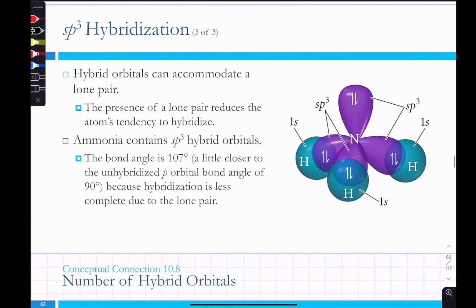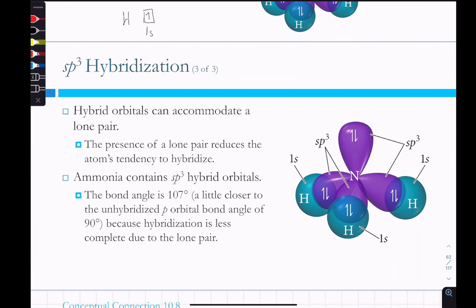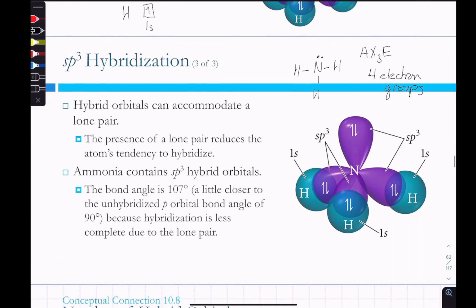Our hybrid orbitals can accommodate a lone pair. So because we have those 4, that's why we bond 4 electrons. This one is still sp3, because if we were to do the Lewis structure for NH3, we have a lone pair. So we have AX3E, that's 4 electron groups. So we're going to get 4 hybrid orbitals out of that. The number of electron groups tells you how many orbitals you're hybridizing.